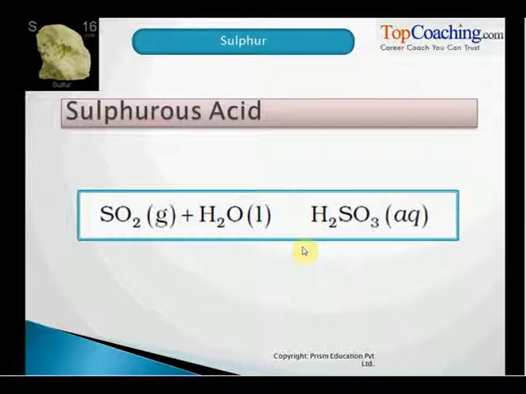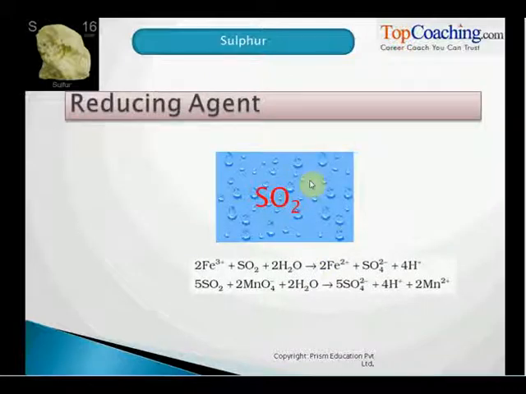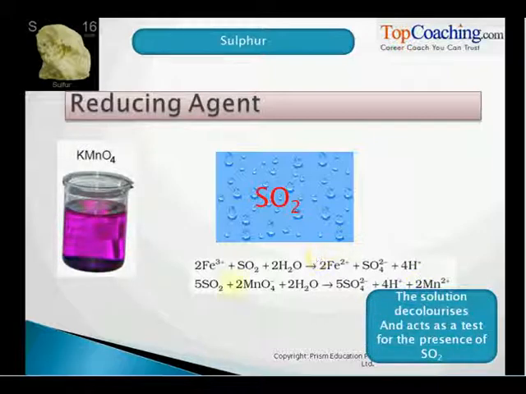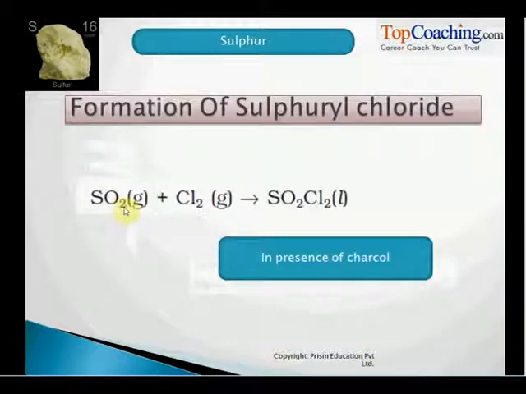Let us now have a look at a few of the chemical properties of the gas. So sulfur dioxide when it reacts with water forms sulfurous acid. Sulfur dioxide when moist acts as a reducing agent. And how is it so? For example, it converts Fe3+ ions into Fe2+ ions. It also converts acidified potassium permanganate solution into a colorless solution, because the permanganate is reduced to its ions, and hence the purple color of this KMnO4 decolorizes. This acts as a test for the presence of sulfur dioxide gas as well. In presence of charcoal, sulfur dioxide forms sulfuryl chloride.